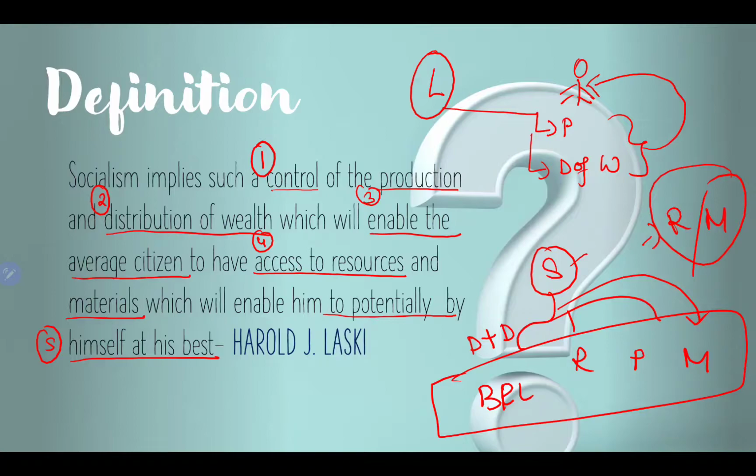So it's very simple. Socialism means control of production and distribution of wealth. That controlling will provide an average citizen an opportunity to access those resources as well as materials, and with the help of those resources and materials, he or she will himself or herself give protection to himself and herself and her family to the best.